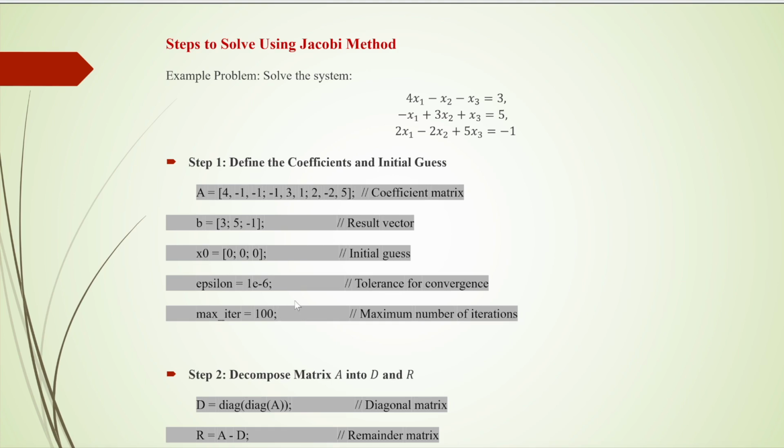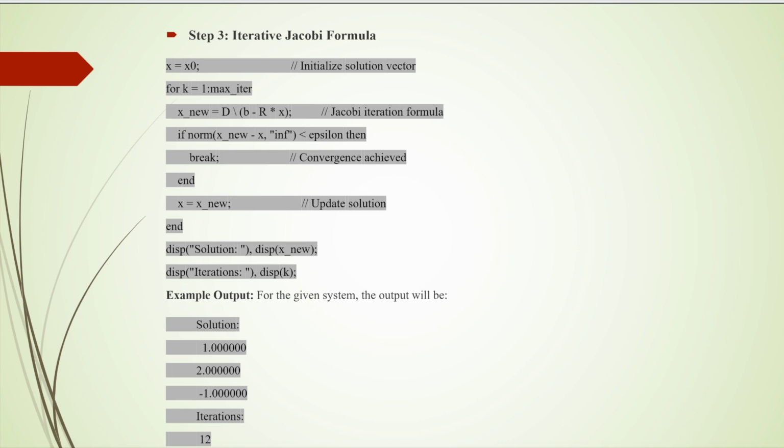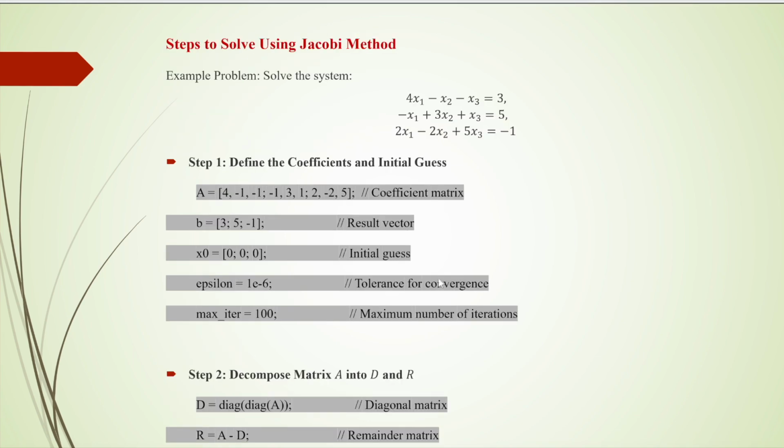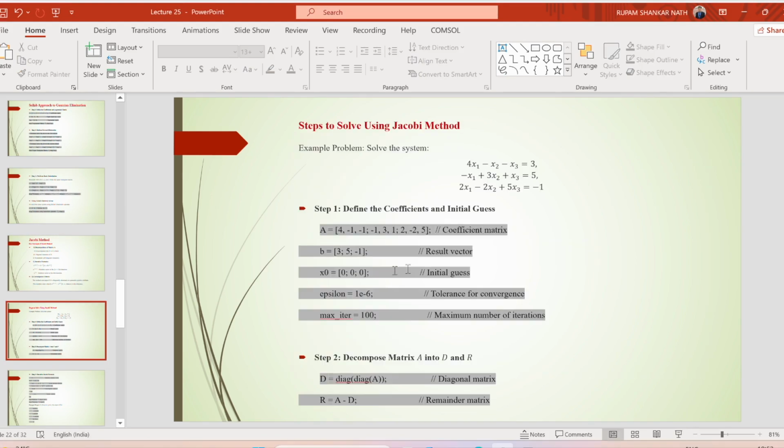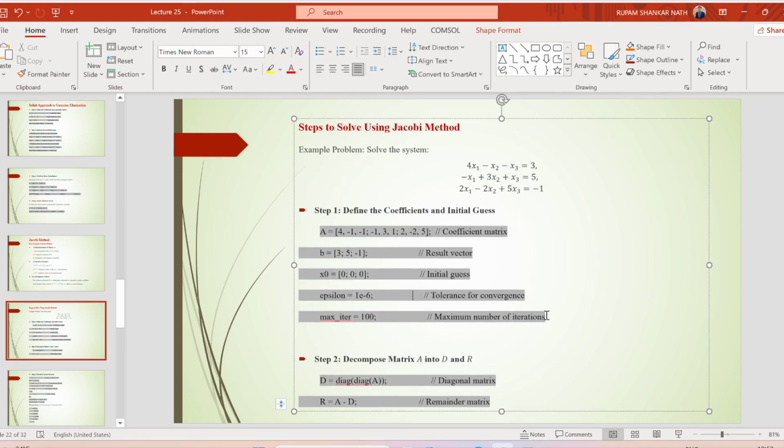100. Then we have to decompose this matrix into a diagonal matrix and the remainder. Let's copy this code, and then we perform the iterative Jacobi's formula, and then we get these outputs. Let's implement this in Scilab. Let's copy this code.